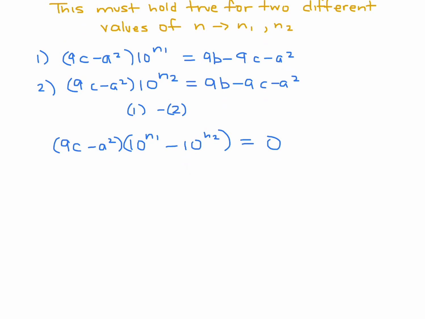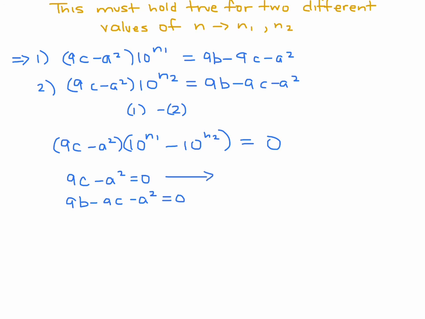Okay. So the only way this is going to work is if this is equal to 0, because this can't be 0, since n1 and n2 are two different numbers. So I conclude that 9c minus a squared is equal to 0. And if that is the case, and you plug that back into 1, then the left side becomes 0. So this is equal to 0, so that 9b minus 9c minus a squared is 0. And these two will help us solve for a, b, and c, I hope.